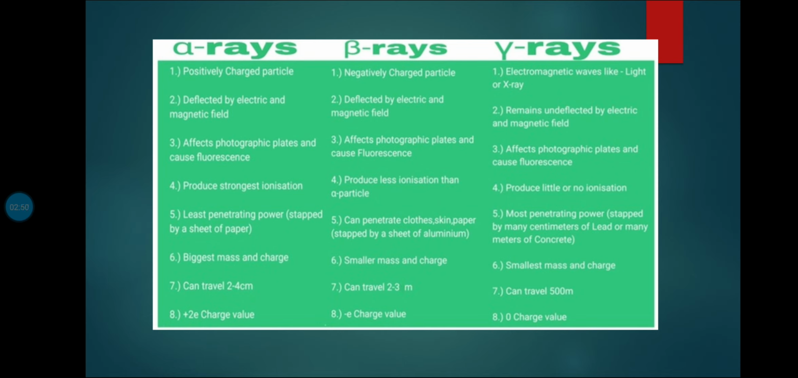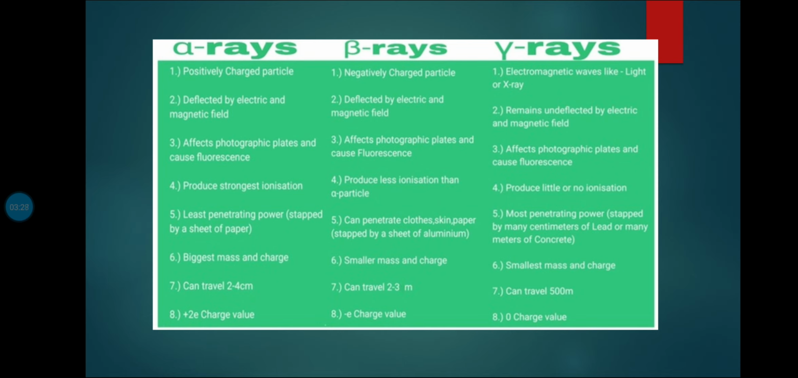Alpha rays affect photographic plates and cause fluorescence. Beta rays also affect photographic plates and cause fluorescence. Gamma rays also affect photographic plates and cause fluorescence. Alpha rays produce the strongest ionization. Beta rays produce less ionization than alpha rays. Gamma rays produce little or no ionization.